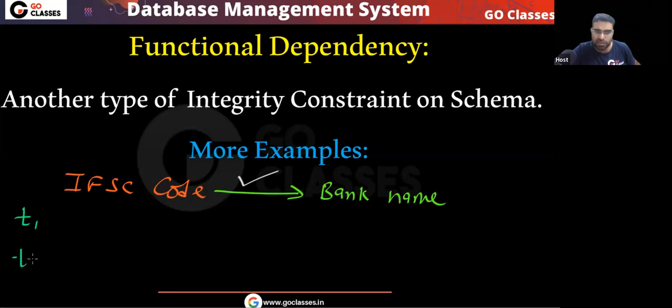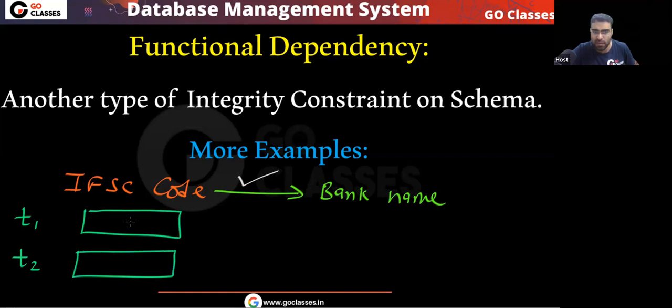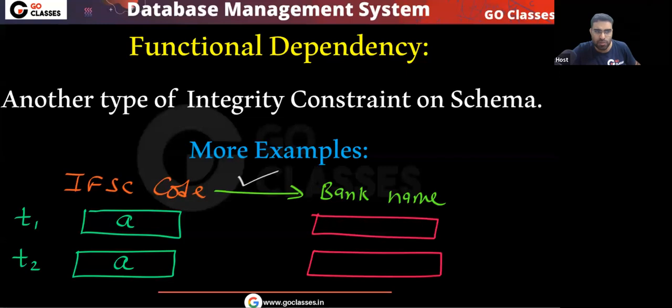this is your tuple T1, this is your tuple T2. Now tell me, here the IFSC code and here the IFSC code are the same. Let's assume here also A, here also A. Then can you guarantee that in these two tuples, the bank name will be the same? Remember T1 is a tuple, T2 is a tuple. If the IFSC code is the same, then can I say the bank name will be the same? Yes, the bank name will be the same.